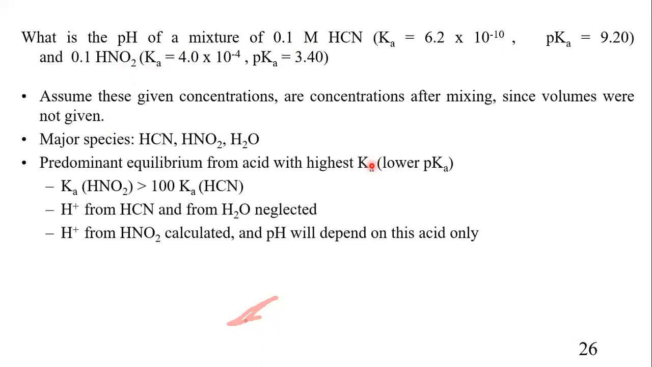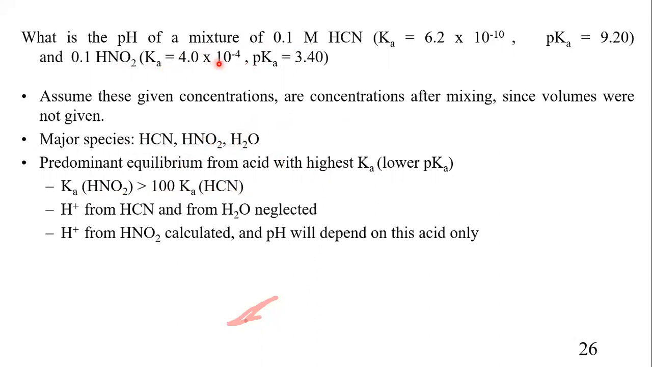Of course, you have three acids, if you will, or three equations that take place: the acid dissociation of HCN, the acid dissociation of nitrous acid, and of course, autoionization of water. We assume autoionization of water is neglected. That's automatic for weak acids, done. We look at: is the Ka of the nitrous acid greater than 100 times the Ka of the HCN? And voila, it is.